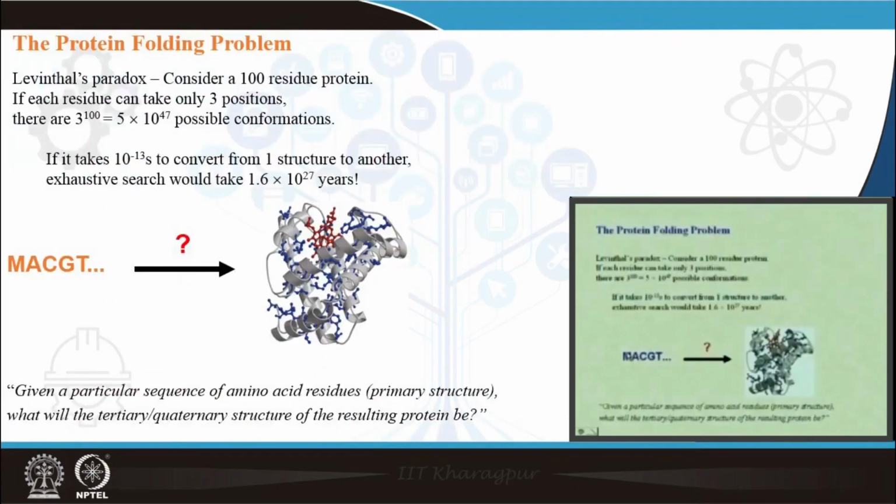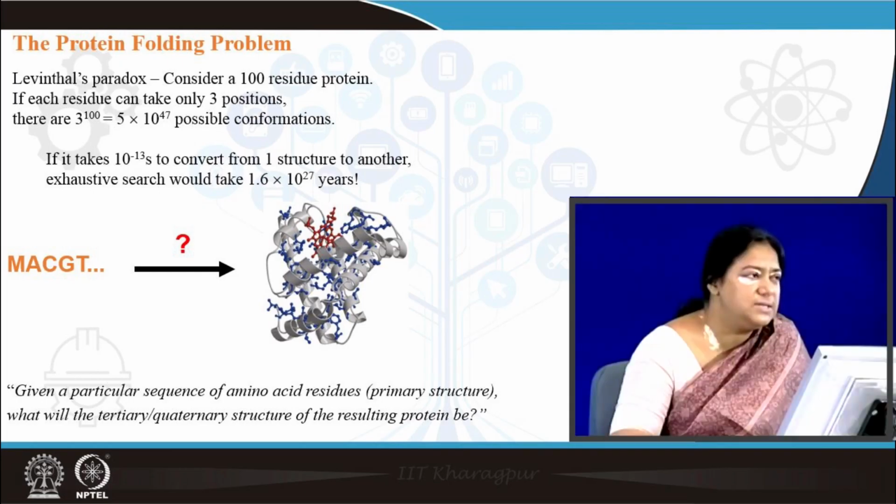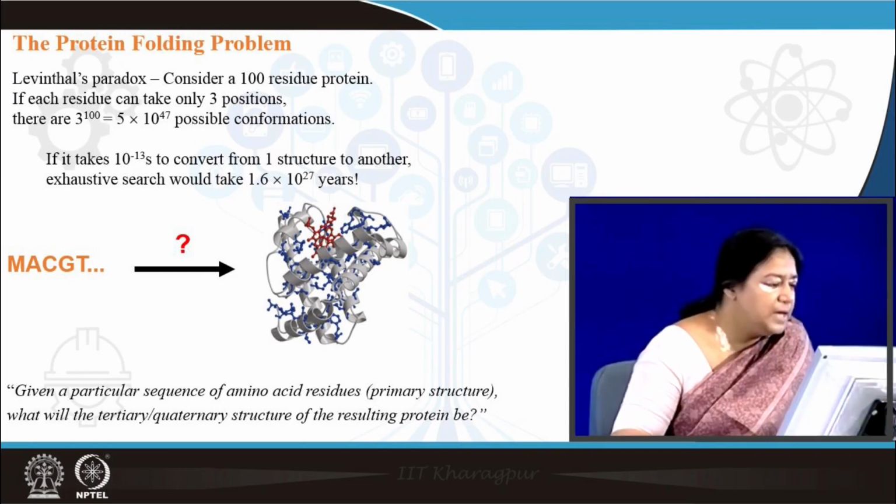Now, I am going to mention something about this, because this is a very current topic of research, which is called the protein folding problem. Just consider this. If you have a 100 residue protein, you know now what that means: it means you have 100 amino acids in your polypeptide chain.